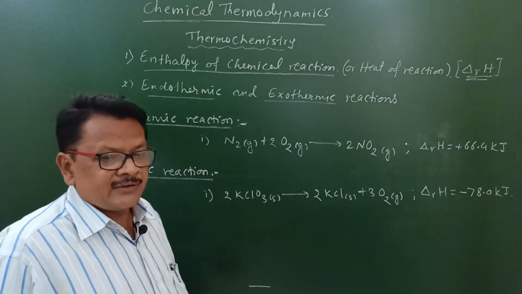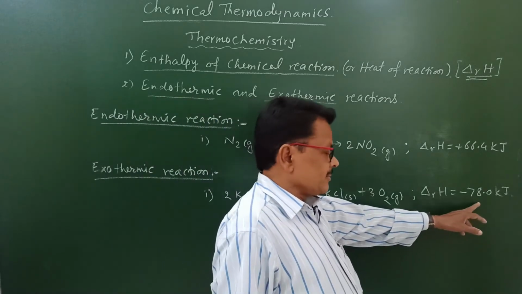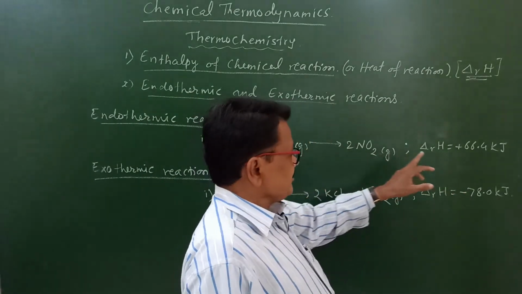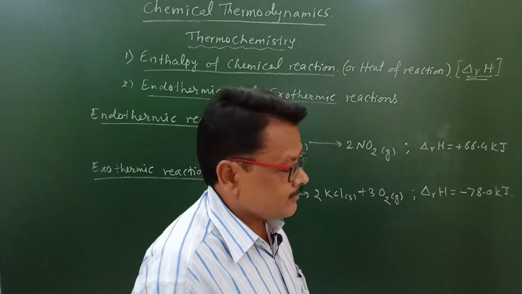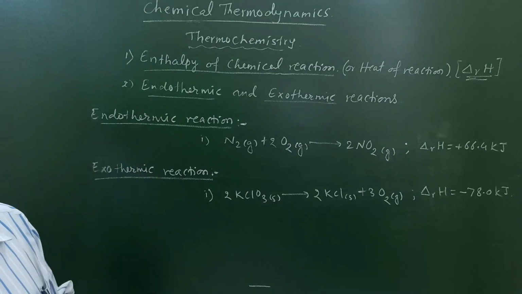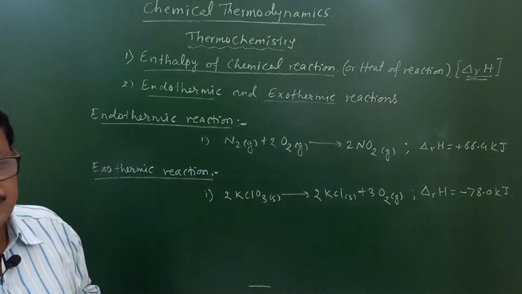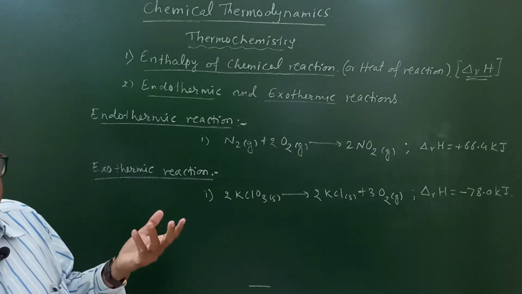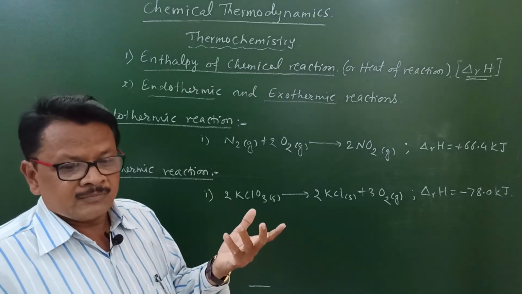So this is an exothermic reaction. Therefore, heat is evolved during this reaction, and it is shown by a minus sign. And this reaction is an endothermic reaction. Therefore, heat is absorbed, and it is shown by a plus sign. So whenever any chemical reaction is taking place, heat is evolved or heat is absorbed.